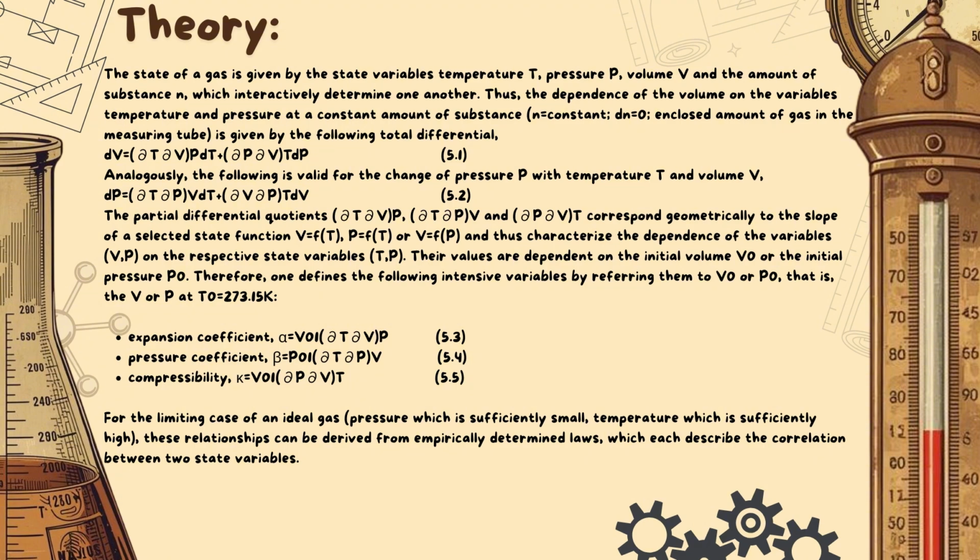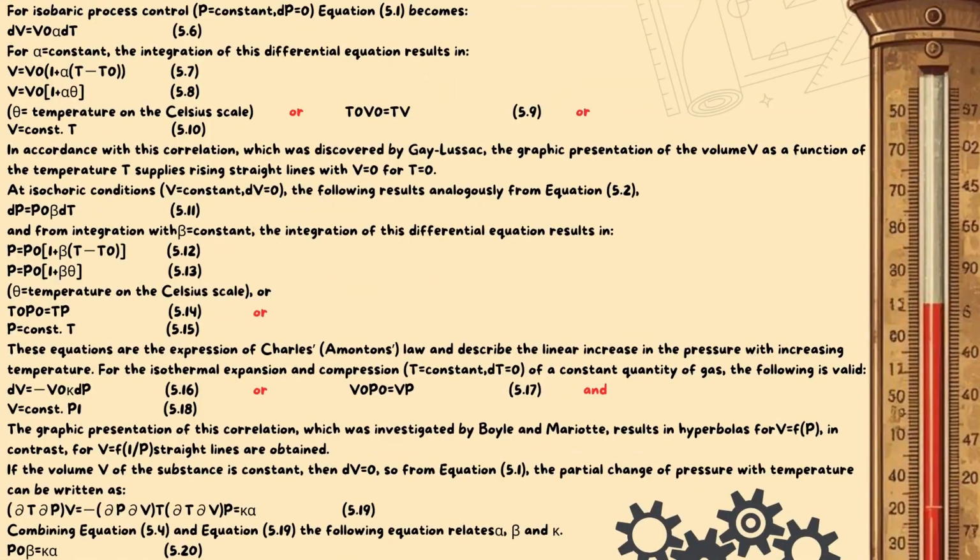Therefore, one defines the following intensive variables by reference to V0 or P0. That is, the V or P at T0 equal to 273.15 kelvins. Equations 5.3, 5.4, and 5.5 hold for the limiting case of an ideal gas. Thus, relationships can be derived from empirically determined laws, which each describe the correlations between two state variables. For an isobaric process, P equal to constant, dP equal to 0, equation 5.1 becomes equation 5.6.